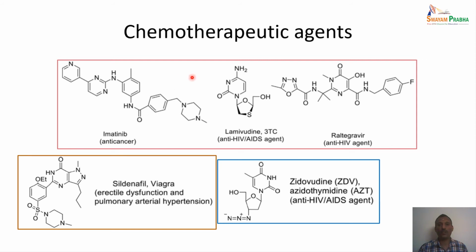Let us look at some of the chemotherapeutic agents. So imatinib is an anti-cancer compound. This has the pyrimidine moiety as shown here, and lamivudine and raltegravir all have the pyrimidine moiety as shown here. And sildenafil or Viagra is an erectile dysfunction drug, which is a very popular one, and it is also used in pulmonary arterial hypertension related conditions. It has a pyrimidine structure as shown here, and zidovudine is another drug which is used as an anti-HIV and AIDS agent. This also has the pyrimidine moiety.